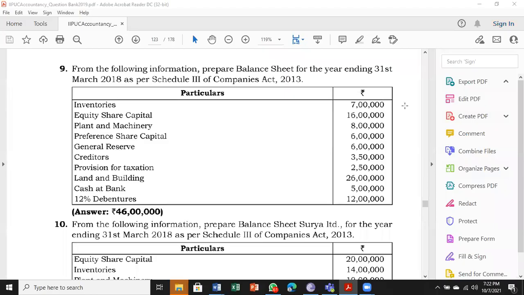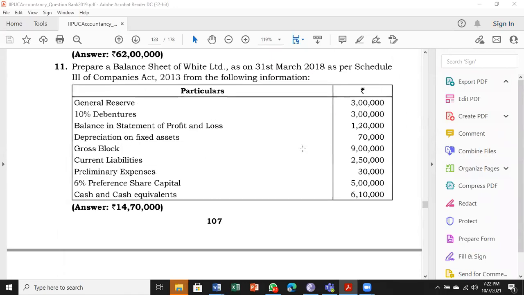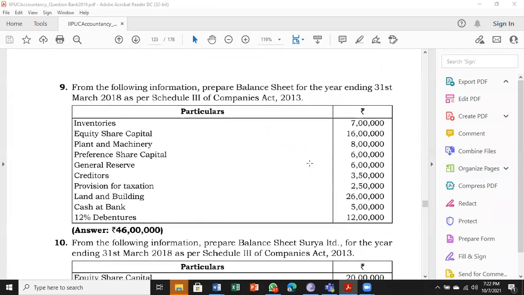So let me get into problem number 9. This is in page number 107, continuation only. From the following information, prepare balance sheet for the year ending 31st March 2018 as per Schedule 3 of Companies Act of 2013.